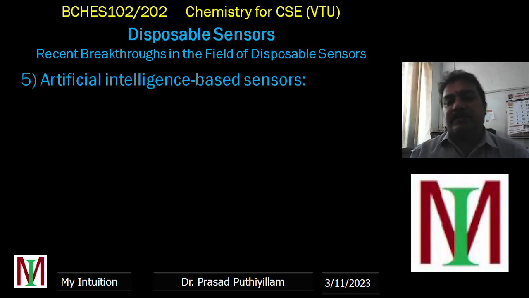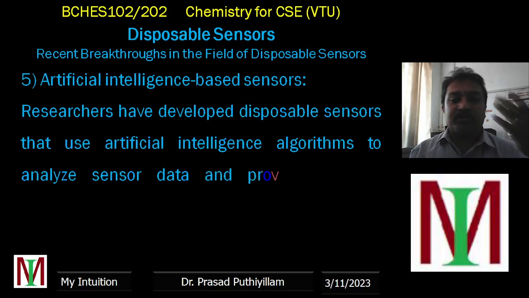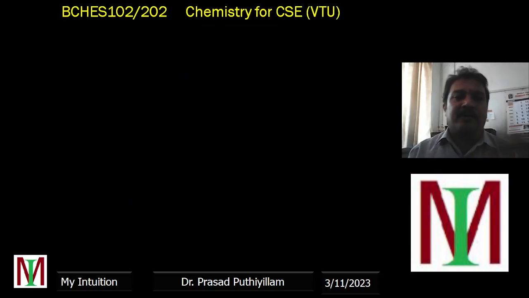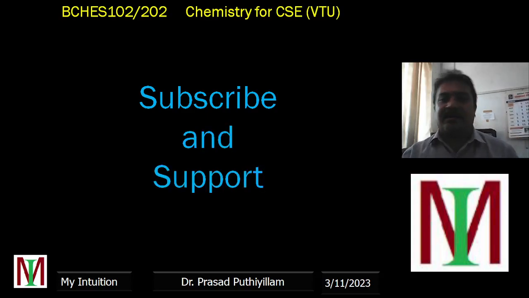Artificial intelligence-based sensors, very important for computer science students, because you are going towards artificial intelligence and data science. Researchers have developed disposable sensors which use artificial intelligence algorithms to analyze the sensor data and provide real-time feedback with a very high level of accuracy. So now I am also using many such types of artificial intelligence in preparing my study materials.